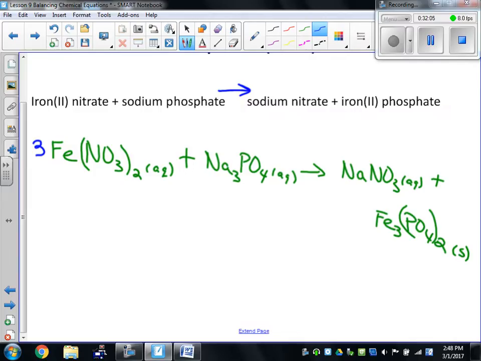How many NO3s do I have on the right-hand side? At this current time, I have, no. How many NO3s altogether do I have? 1. Right? Look, NO3, I have 6 NO3s. I have 1 here. Yes? So I'm going to put a 6 in front.